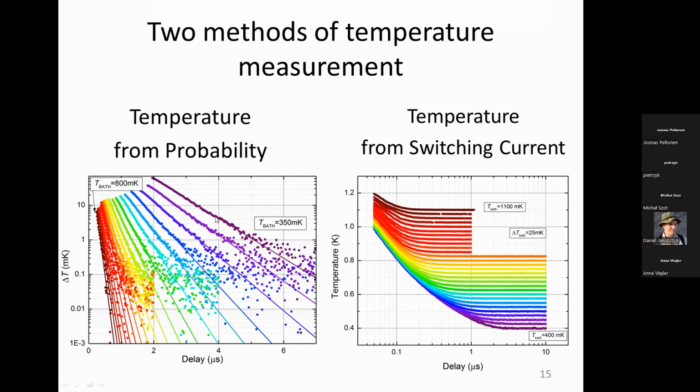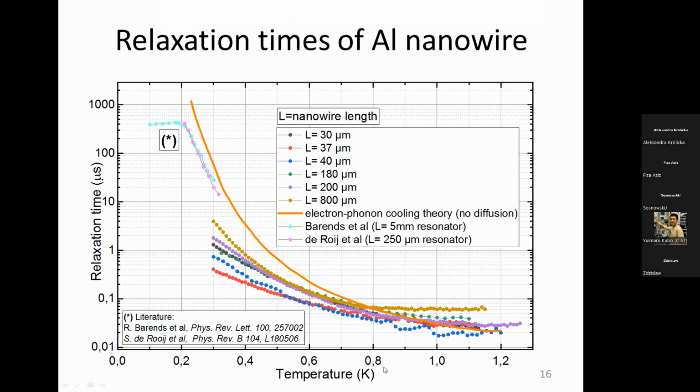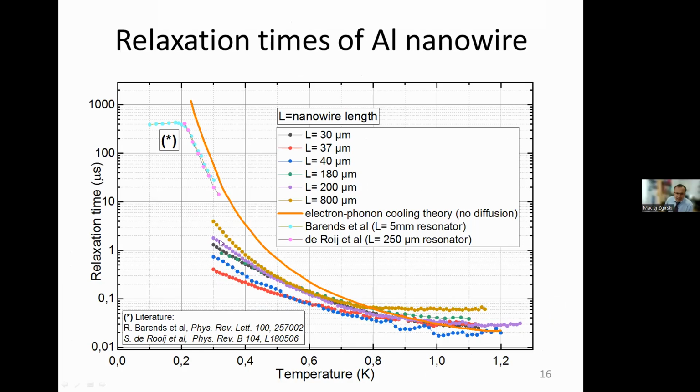Now, taking the exponent, this decay time in the linear regime, we can plot the relaxation time of electrons as a function of temperature. Here this bunch of curves are my experimental data. You see that I can measure the relaxation times as soon as the bridge becomes sensitive to temperature, which for this aluminum bridge is roughly 300 milli-K. And here we see the relaxation profiles for the nanowires of various lengths, from 30 micrometers to 800 micrometers. You see that the 800 micrometer wire relaxes at a slower pace than the shorter wires.